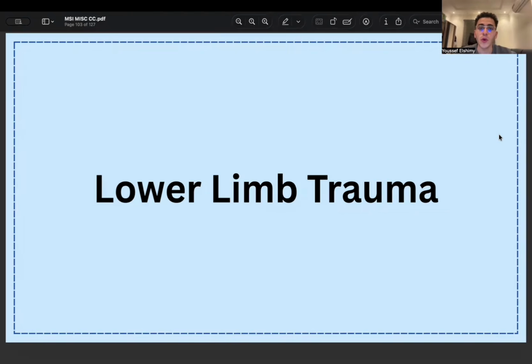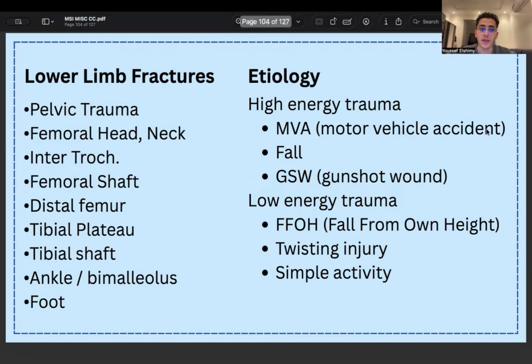Now, moving on to lower limb trauma, the same exact thing. We have to know the anatomy, the location of the lower limb fracture, whether it's pelvic trauma, femoral head or neck fracture, intertrochanteric fracture, femoral shaft, distal femur, tibial, ankle, or foot. And the etiology is the same. Whether it's high energy trauma, this includes the motor vehicle accident, the fall, the gunshot wound, or the low energy trauma, which includes the fall from height, twisting injury, and simple activity.